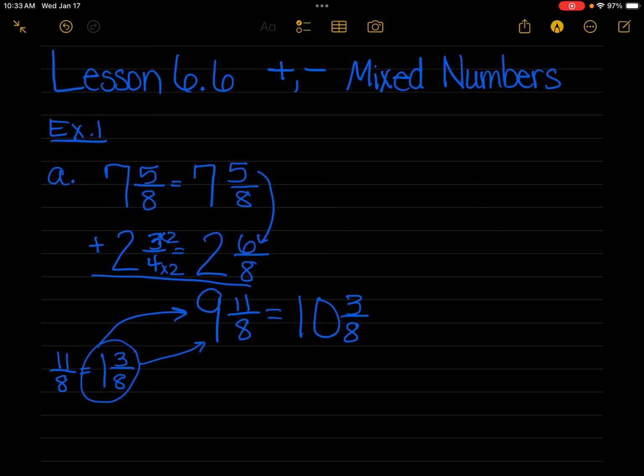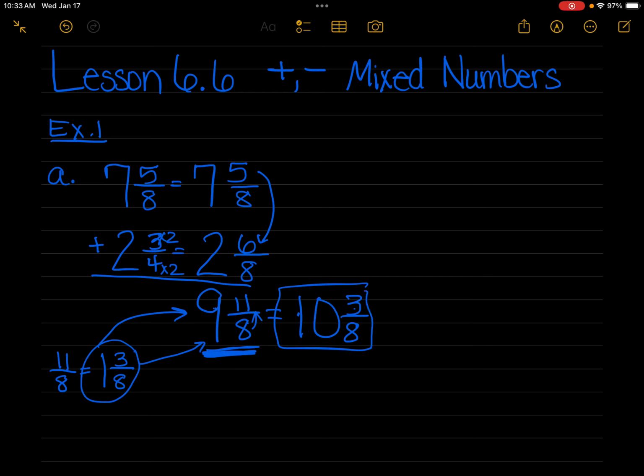Now that's a lot of explaining because this is notes. But the other way to do that is just to start here and say 8 goes into 11 one time, and then you add that 1 to the 9, so that makes 10. And then how many are left over? 3/8. So you really don't have to do this part down here if you can do that other part in your head. Okay, so there's my answer, 10 3/8.